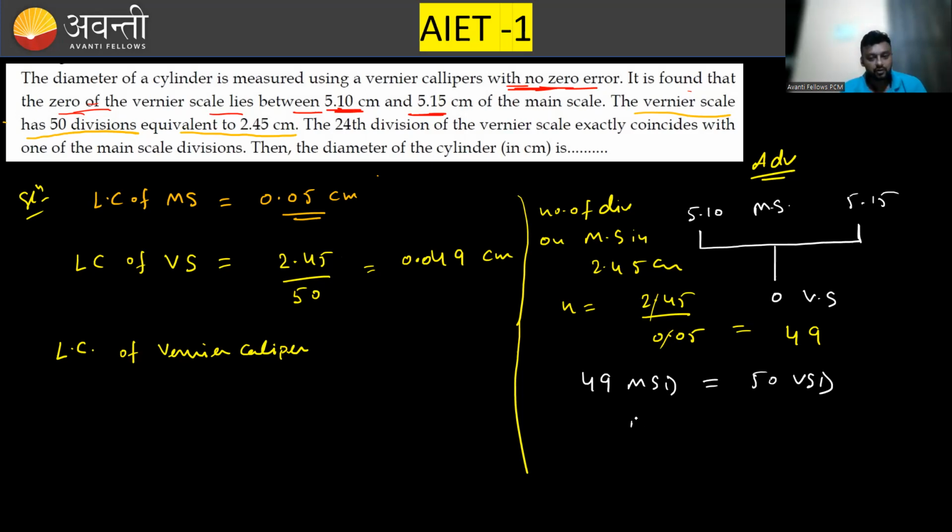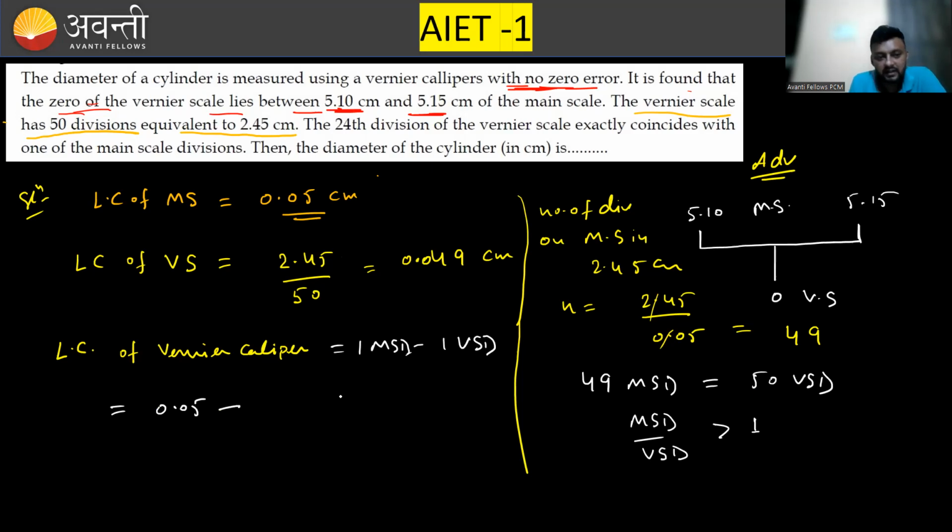Clear? Now this ratio MSD over VSD, 50 by 49, is just greater than 1 but less than 2. So what is the formula for least count? It is 1 MSD minus 1 VSD. Now you can use the formula. 1 MSD is what? 0.05 minus 1 vernier scale division, which is 0.049. So that is 0.001 centimeter. This is the least count of the instrument.